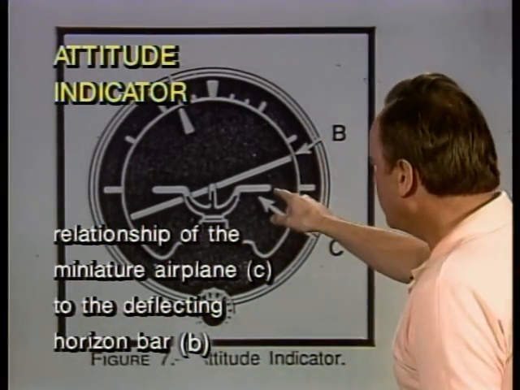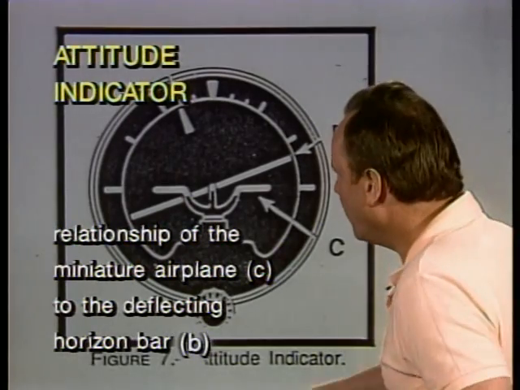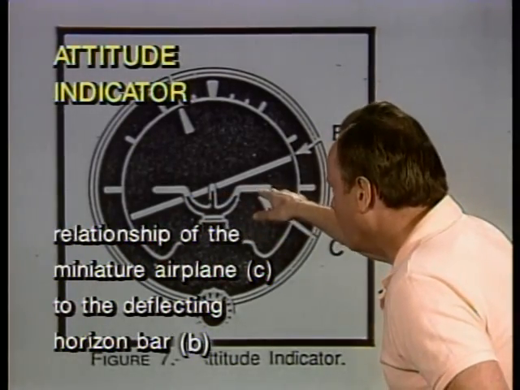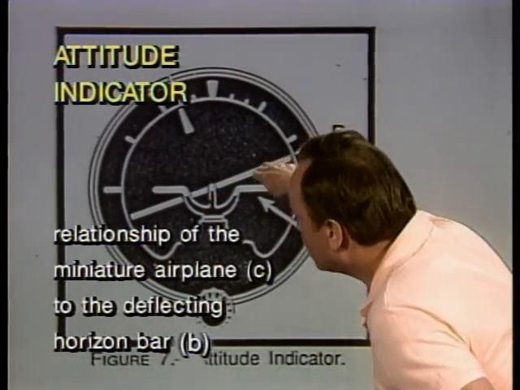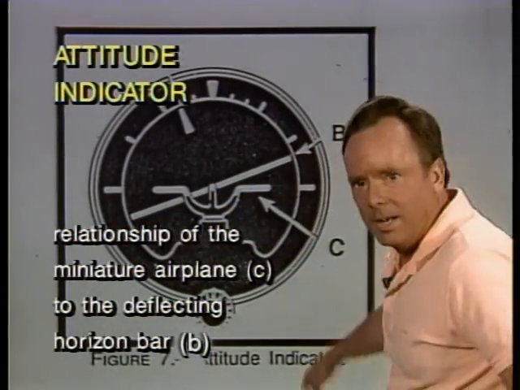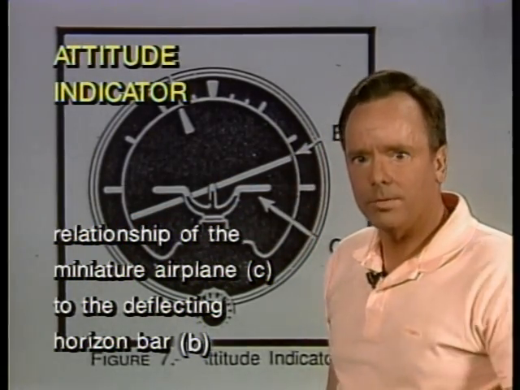Now, if you take a look at this, you can see that this airplane right now is in a right bank because the right wing is below the horizon. And that's the way the picture would look outside the window of the aircraft.